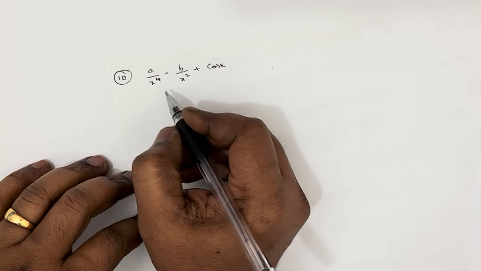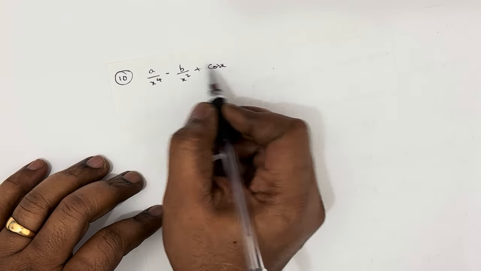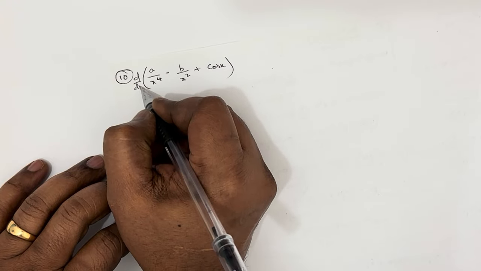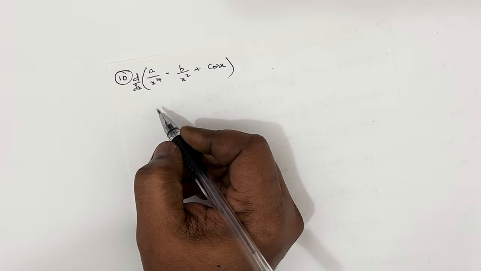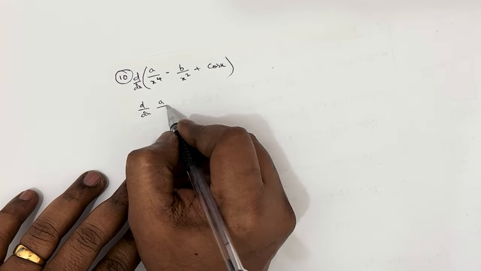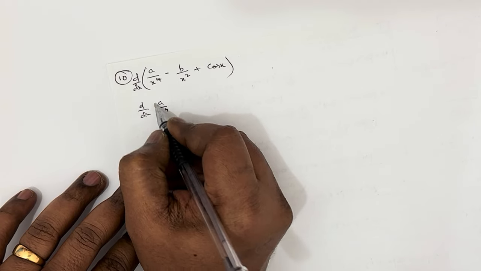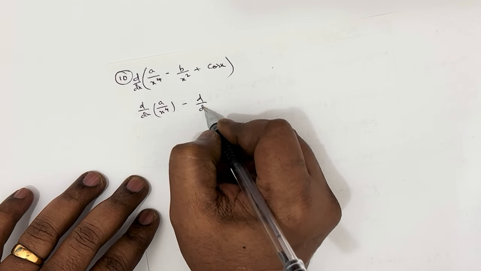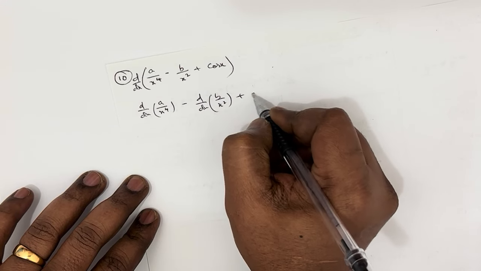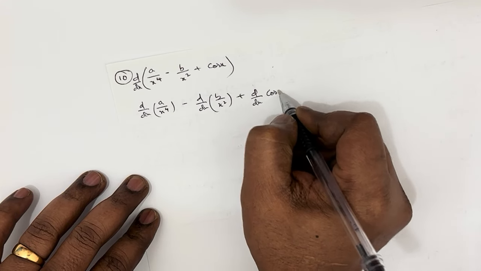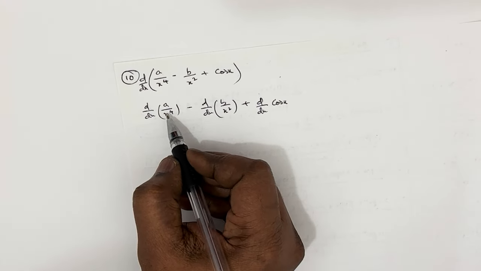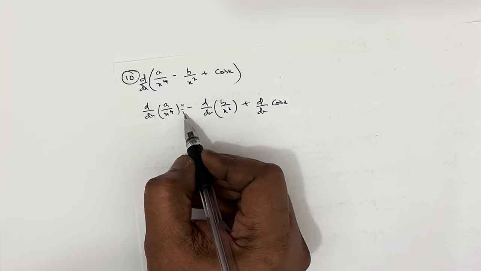Okay, now let's do the 10th one. So this is the function, so this will be now d by dx of this one. So this can be written as d by dx of a upon x raised to 4 minus d by dx of b upon x square plus d by dx of cos x. Okay, now you see this can be done using the u upon v.